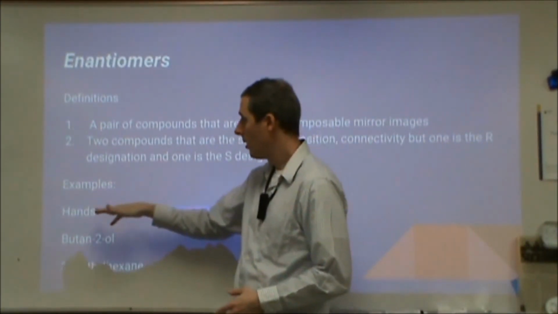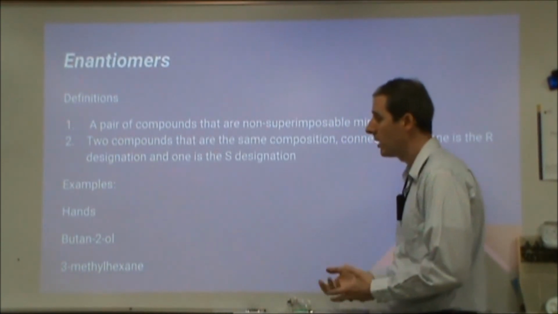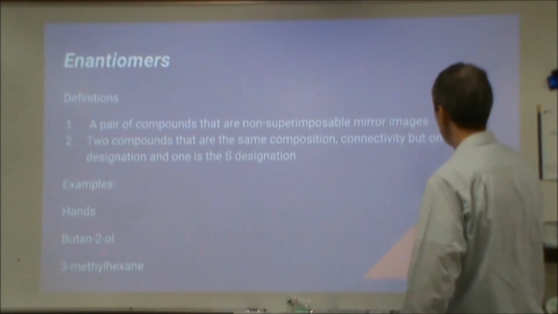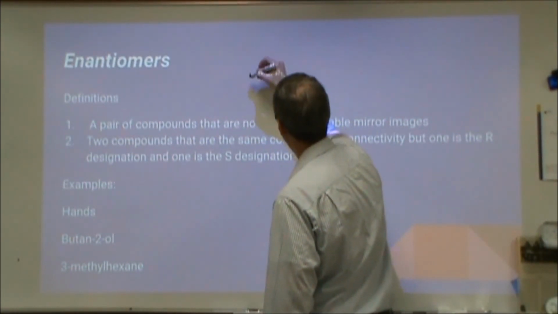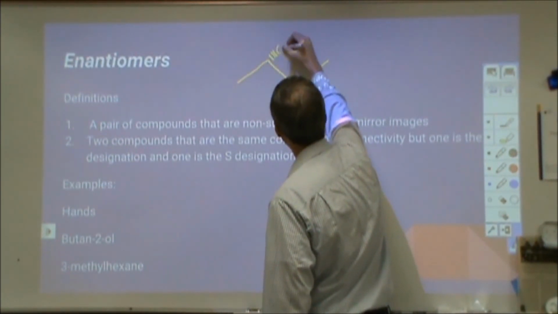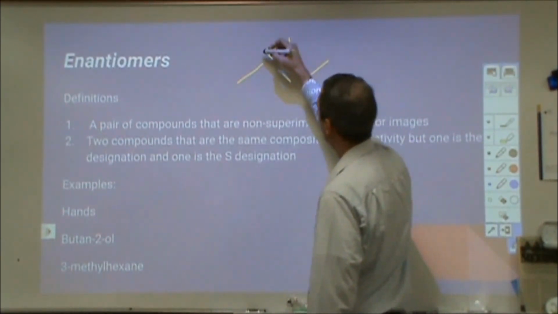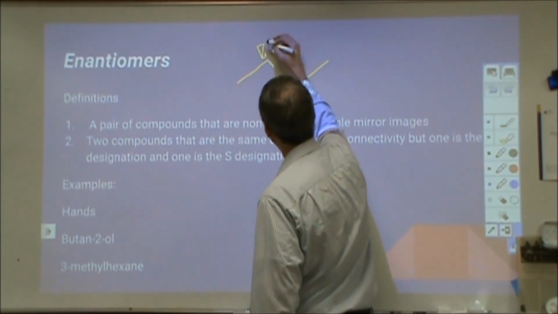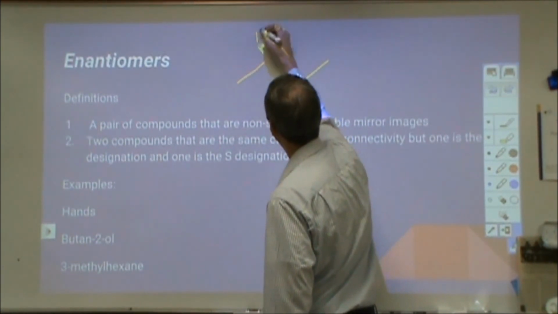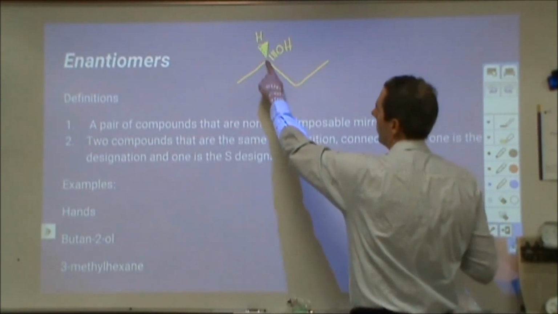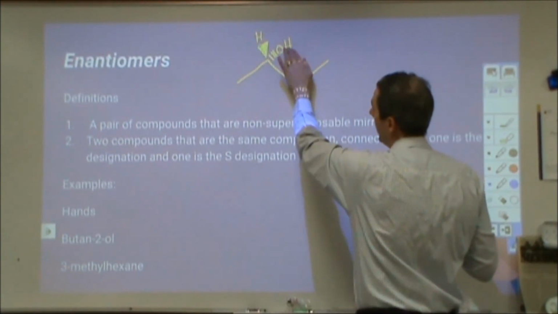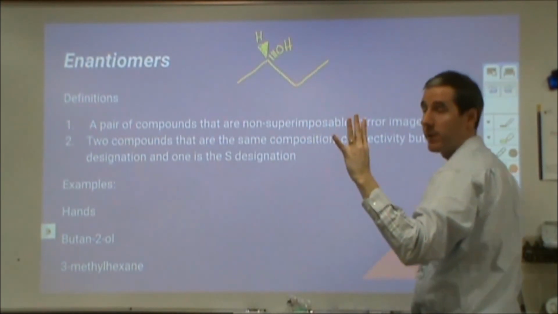So examples of these would be hands, of course. But then when we get into the organic chemistry, we would look at butanol. It's a really simple example of that. So if we draw butanol, we would have butane, which would be 4 carbons. And then on the second carbon, we're going to put an alcohol. So there's 2 ways to do that. Now if I put an OH like that, what I'm implying is that there's also going to be a hydrogen like this. So this carbon here is chiral. It has a CH3 group, a C2H5 group, an OH group, and an H group. So it's got 4 different things attached.